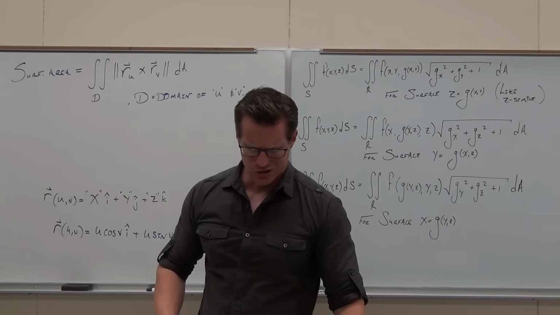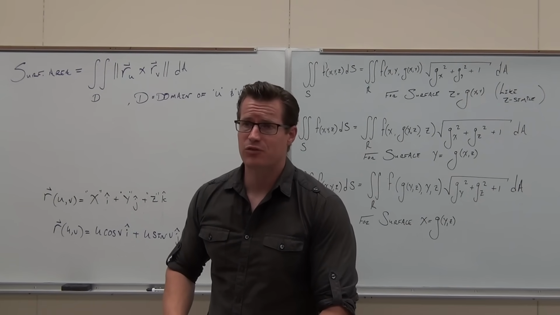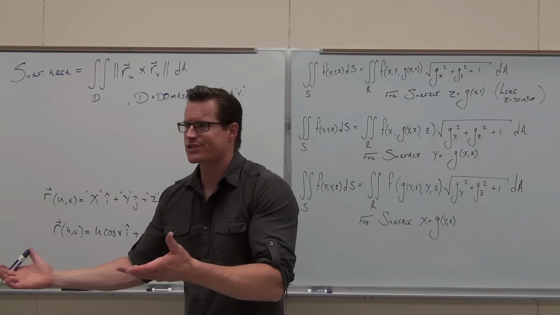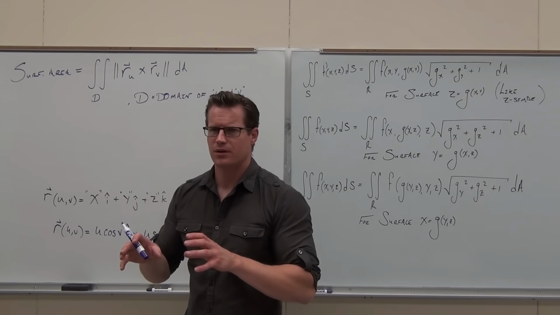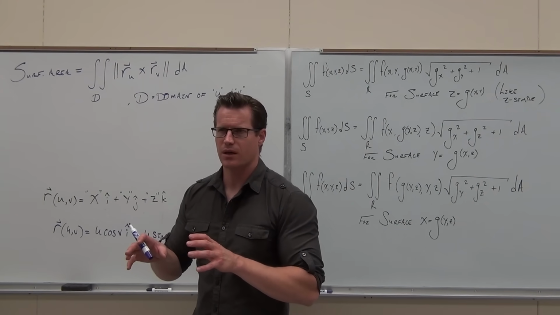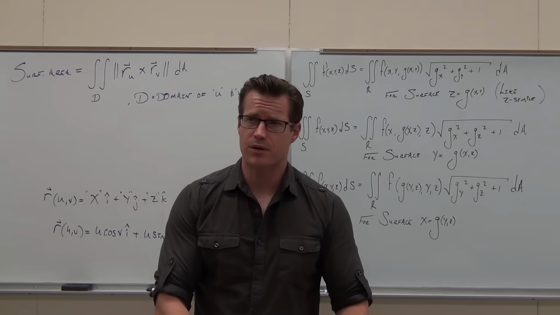What's dA going to have to change to? Yeah, it would just have to be du dv, because our variables now are just u and v. Is that all pretty straightforward to you? Because I'd like to do an example here real quick, but I want to make sure that we're good on it. Are we okay with it?